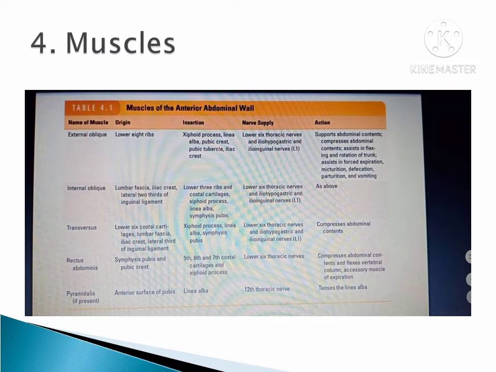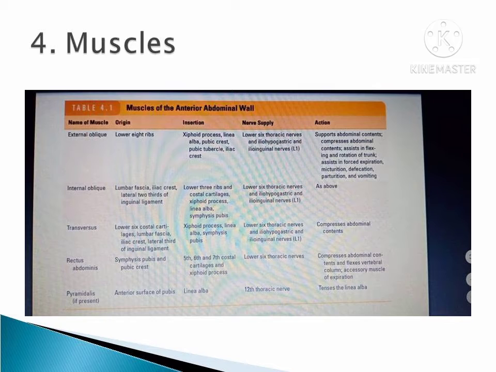Now muscles. I have attached the chart of the muscles, so we will read from it. Muscles of the anterior abdominal wall. First muscle is external oblique. External oblique origin is from lower 8 ribs and insertion is to xiphoid process, linea alba, pubic crest, pubic tubercle or iliac crest. Its nerve supply is lower 6 thoracic nerves and iliohypogastric and ilioinguinal nerves L1.